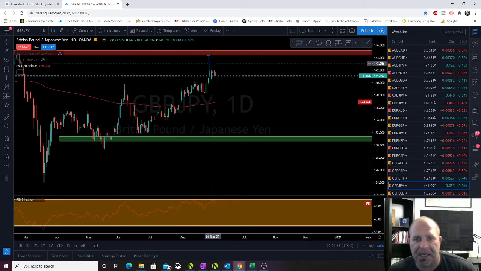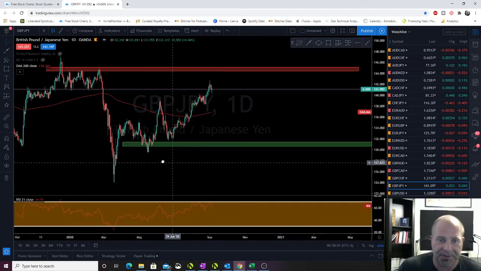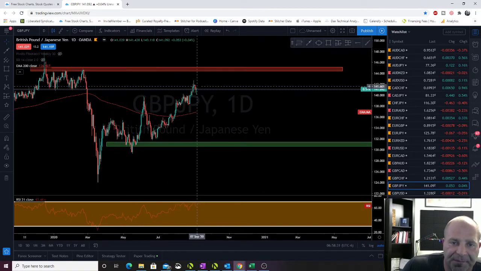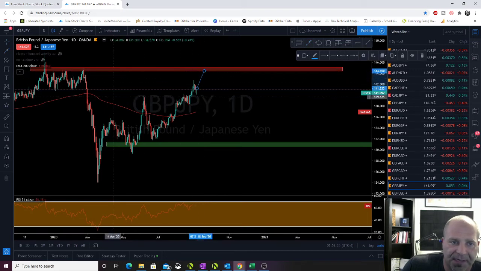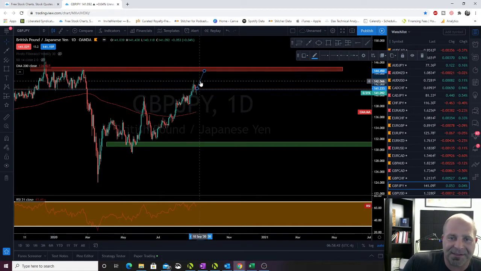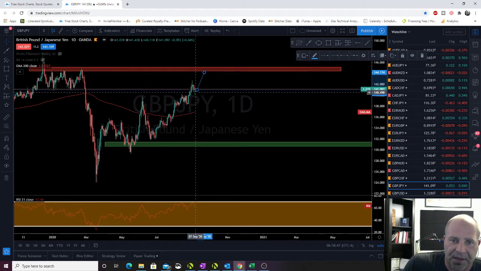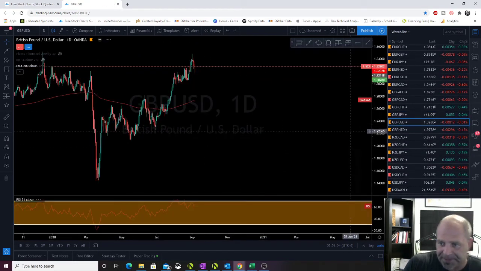GBP JPY. Some people's favorite pair to trade. Scalpers. We've easily gone past the 200 EMA. I think we're going to come somewhere to test this range. We are testing the bottom of this pre-COVID range right now. I just don't see the JPY getting massively strong out of nowhere. So I think we're probably going to go to the top of this range. Then we're going to see what happens.